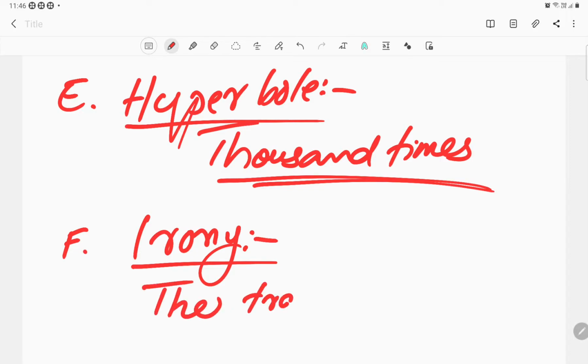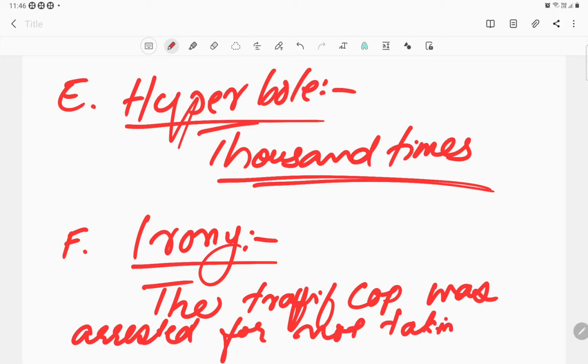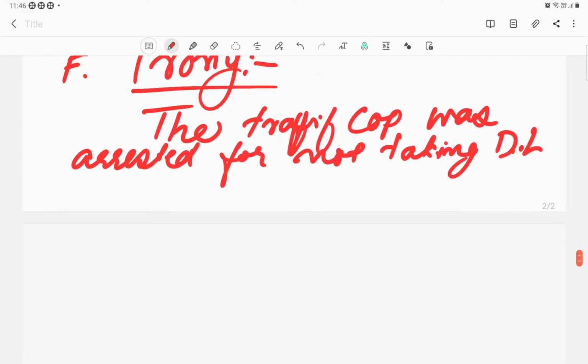Okay, two opposing realities. The cop, the traffic police, was arrested for not having a driving license. Actually, the traffic cop should not have made that mistake. Okay, he himself has made that mistake. So that is an irony.